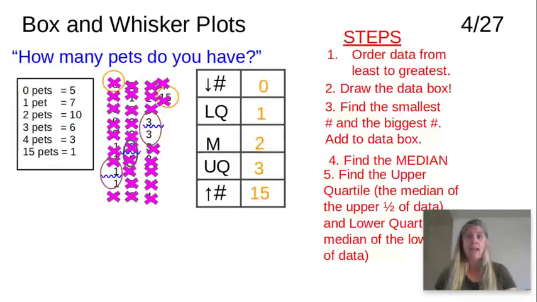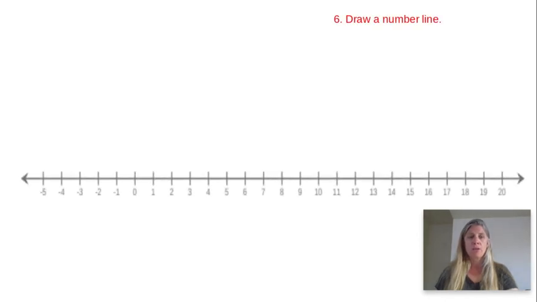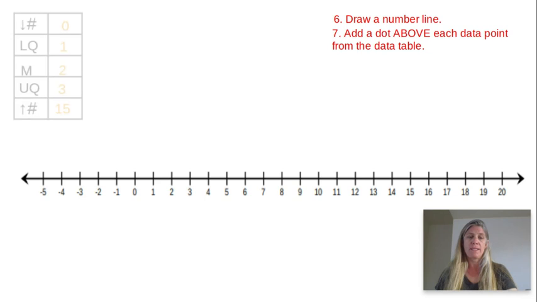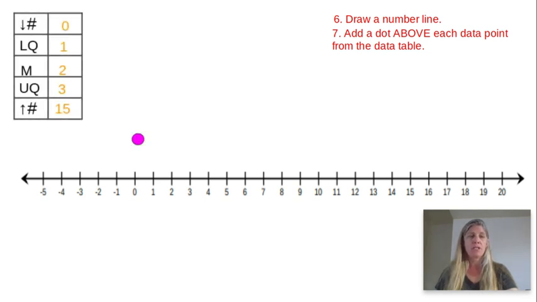So now we're going to start drawing and creating our box and whisker plot. We're going to start by drawing a number line. And our biggest number was 15, so we have to go up to 15 at least. And then we're going to add a dot above each data point from the data table. So we're going to put a dot at our lowest number, which was 0, a dot at our lower quartile, that's 1, a dot above our median, which is 2, a dot at our upper quartile, which is 3, and a dot above our 15, which was our highest number.